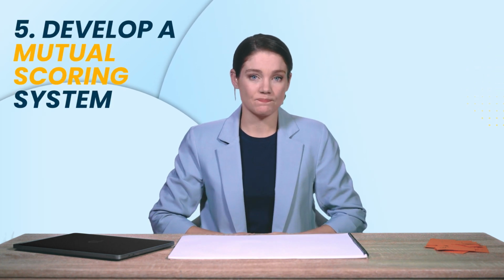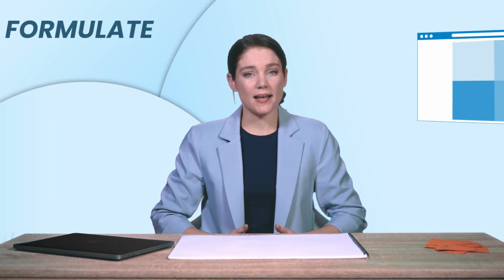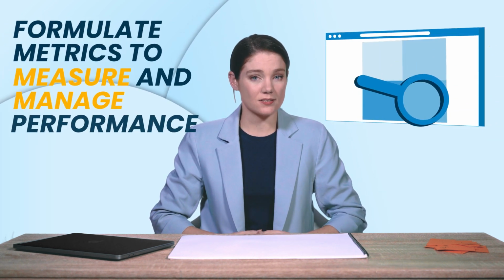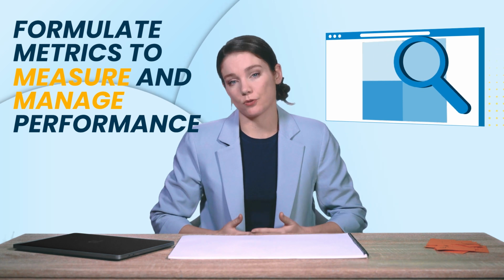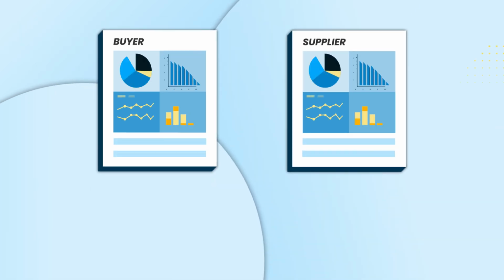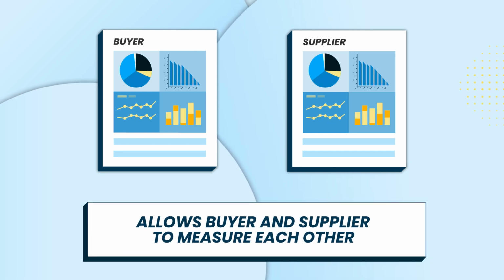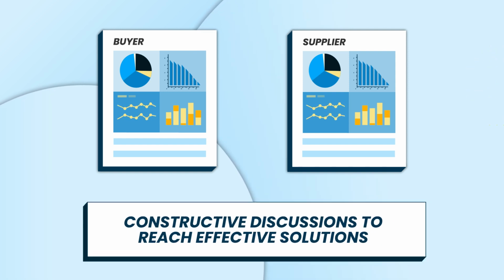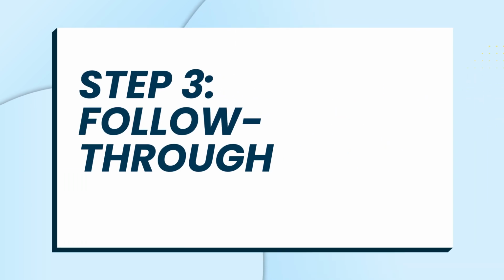The last consideration is developing a mutual scoring system. With the help of your vendors, formulate metrics to measure and manage performance based on the value delivered to both organizations. Implementing a two-way balanced scorecard process allows both buyer and supplier to measure each other and forms the foundation of data-driven conversations. With all the scorecards on the table, buyers and suppliers can have constructive discussions to reach more effective, profitable solutions.